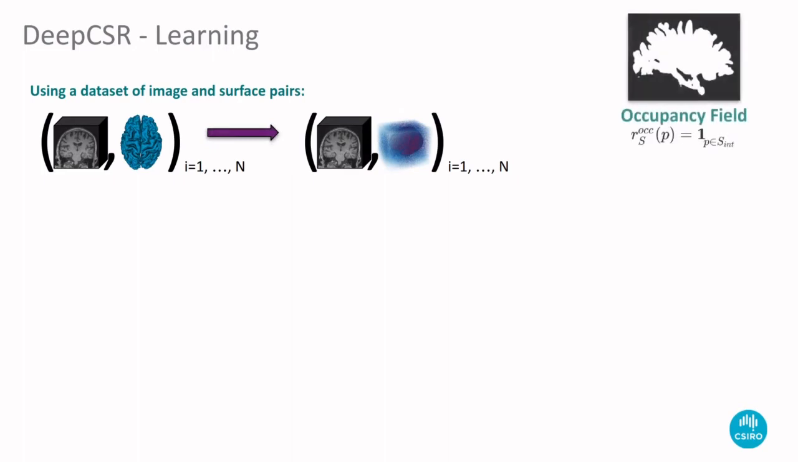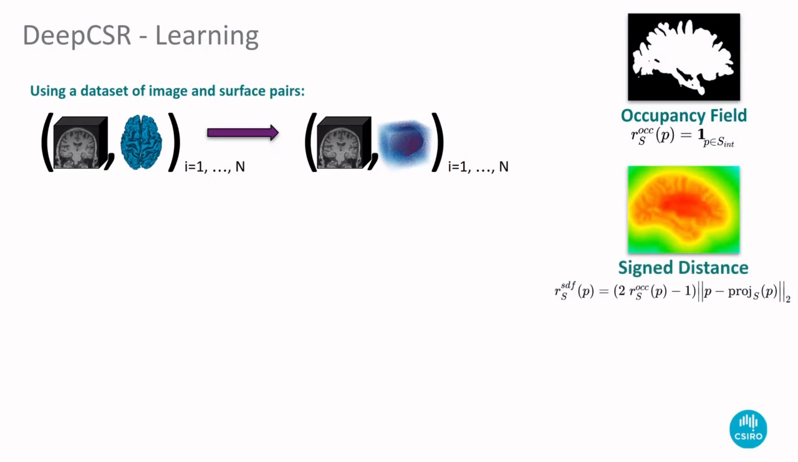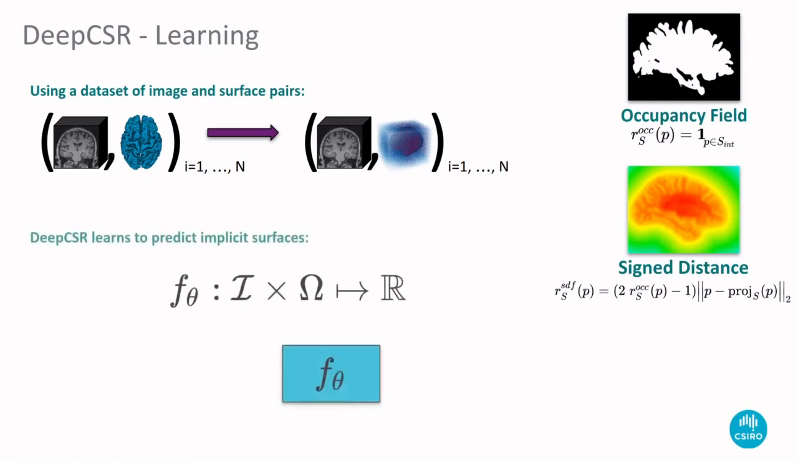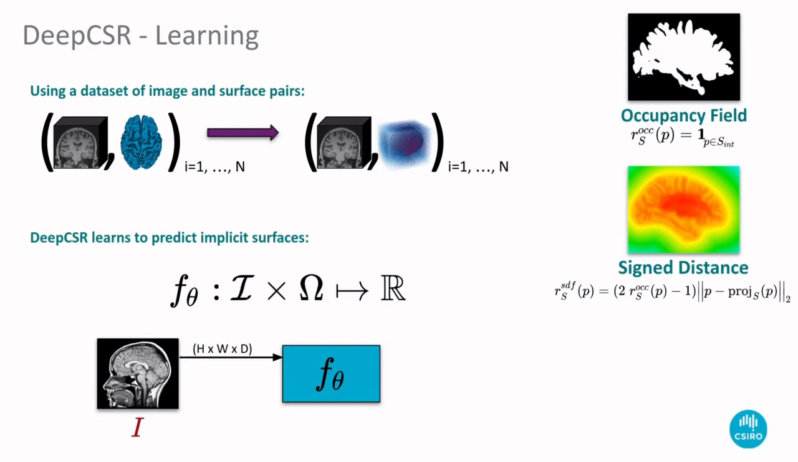or the signed distance function of these points in relation to the target surface. Given a sampled point, the former assigns a binary value indicating whether this point is inside or outside of the target surface, while the latter goes further and assigns the signed distance from the given point to the surface. Then we train a neural network to map from an image and a point in real coordinates to its implicit surface representation.